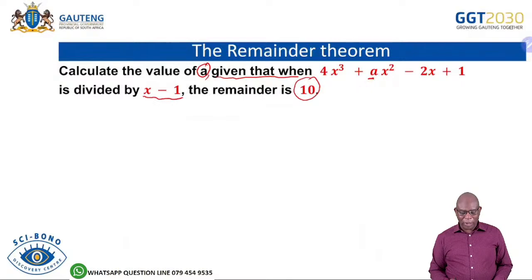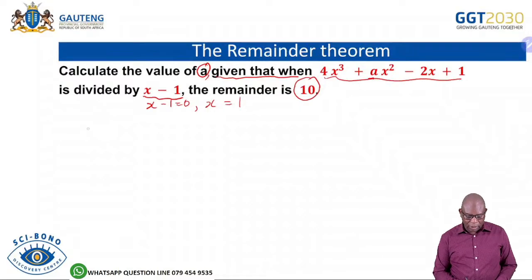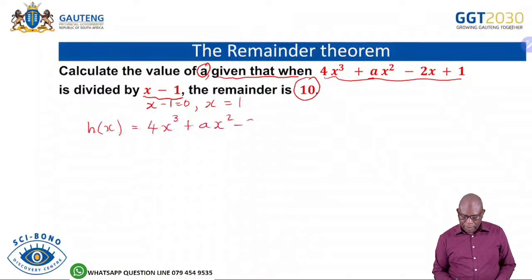So x minus 1 is the divisor. What do we do with the divisor? We say x minus 1 equals 0, then our x value will be equal to 1. So what do we do with the 1? We are going to name this polynomial. I can name it h of x, it doesn't matter. h of x is 4x cubed plus ax squared minus 2x plus 1.